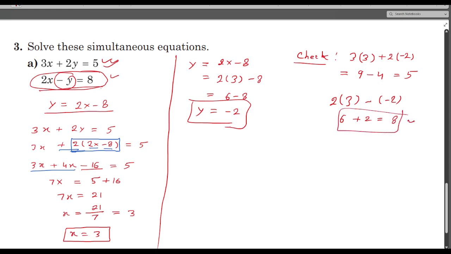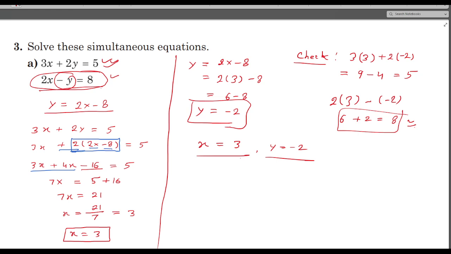Okay, so perfect. So my solution is 100% right. x is equal to 3, y is equal to minus 2 is your solution for this simultaneous equation.